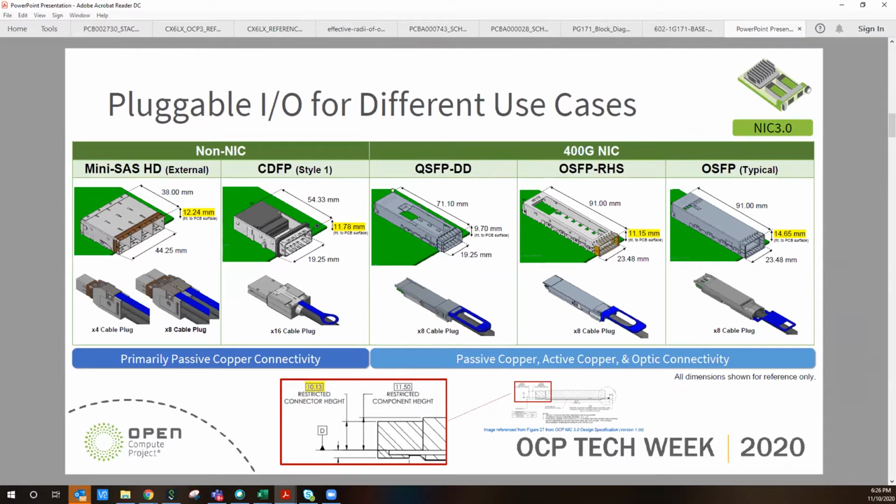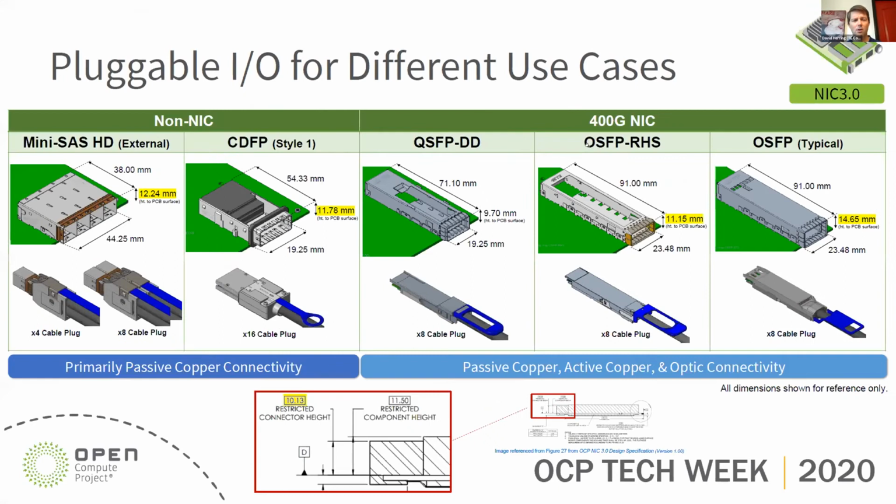As we first look at what those two different potential use cases are, one was the non-NIC use cases, which is illustrated on the left. We have potential mini-SAS HD external or CDFP style 1, and we look at the heights of those cages and then compare that to the current definition of the small form factor OCP NIC. Then we also have the 400 gig NIC use cases, which the ideal pluggable form factors for that are QSFP double density. We have OSFP riding heatsink version and a typical OSFP. And so now we'll get a chance to see, what do these enable?